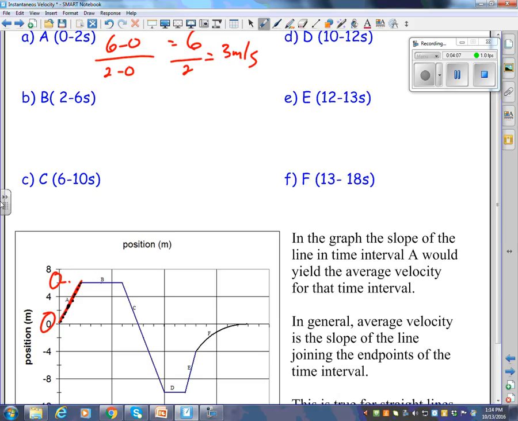Okay, what's B going to be? What's the average velocity going to be? You can do it without even calculating. How do you know it's 0? Because the line is flat. It is stopped. Flat.